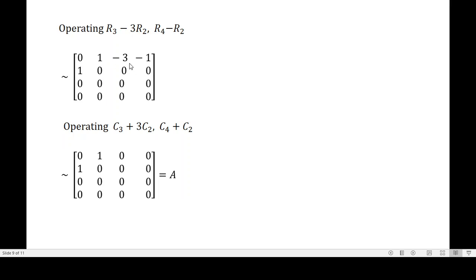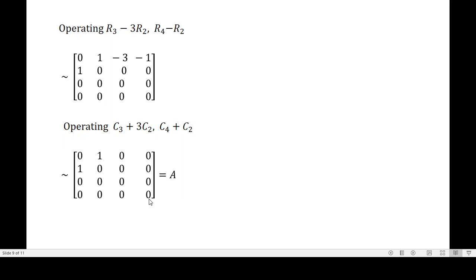Now C3 plus 3C2. Since this is negative, multiply the second column by 3 and add. So minus 3, C3 plus 3C2, that is minus 3 plus 3, so this is equal to 0, and C4 plus C2, C4 is minus 1 plus 1, which is equal to 0. So we have a matrix 0, 1, 0, 0, 1, 0, 0, 0, 0, 0, 0, 0, and 0, 0, 0, 0.